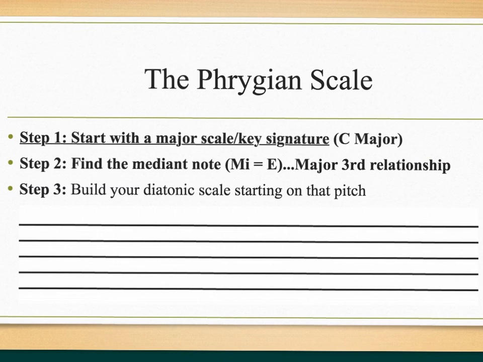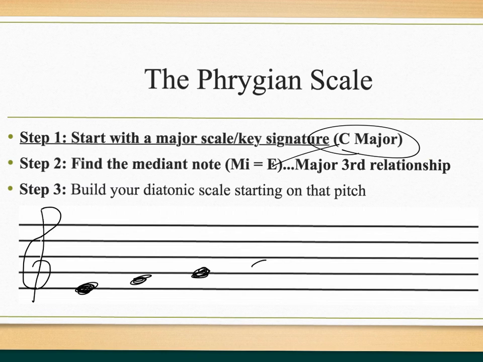So step 1, we're going to start with the clef, and then we are going to think C major, 0 flats, 0 sharps. Up a major 3rd from C is E. Start on E, and then you build the scale diatonically from E to E with the same key signature as C major, which is no flats and no sharps.